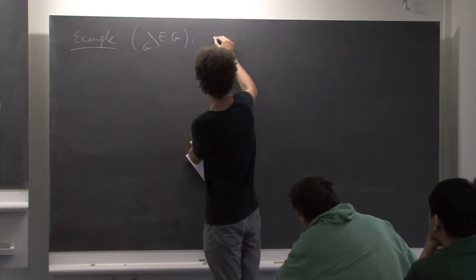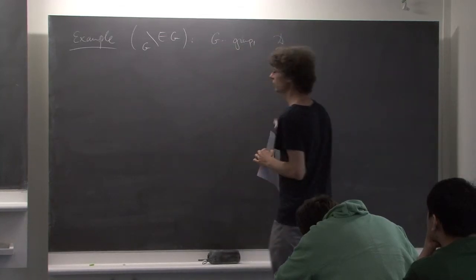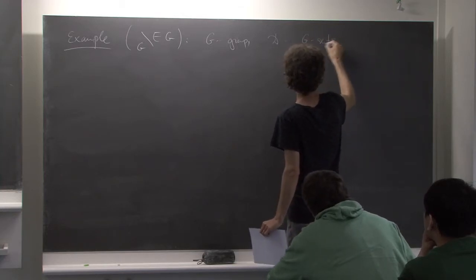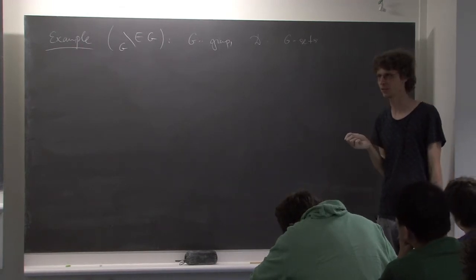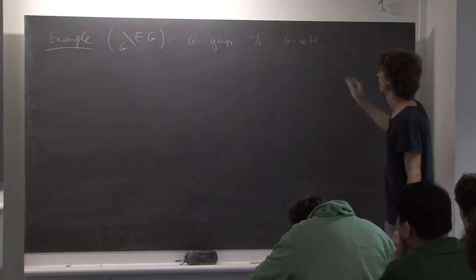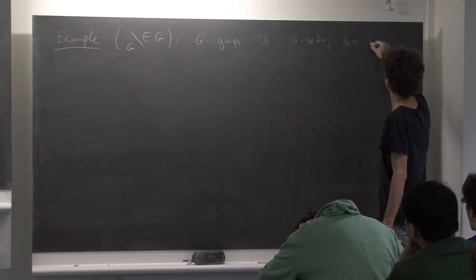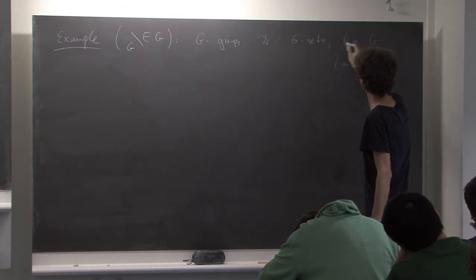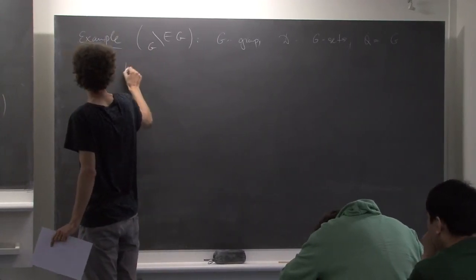So for D, I'll start with G, a group. D will be the category of G sets: the sets with action of G, where the product is just the product, and the action is going to be diagonal action. For Q, I take just G with the left action. G acts on G by left multiplication.